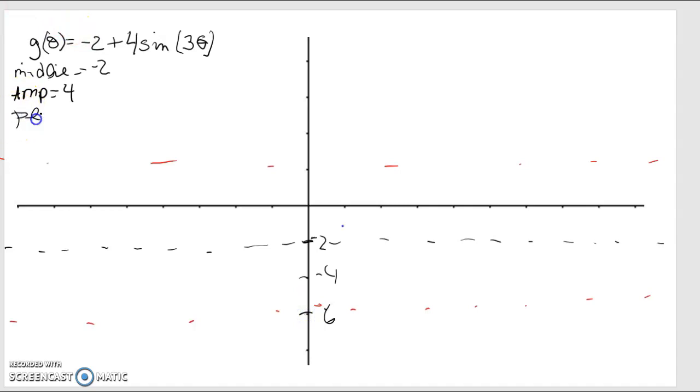My period is going to be 2 pi divided by my b value 3. So my period is 2 pi over 3. Well, I'm going to do my x scale last. First thing I'm going to do is think about, I have a normal sine function. So it starts on the line, and it's a positive sine function, so it increases first. So I'm just going to draw my wave from midline to midline.